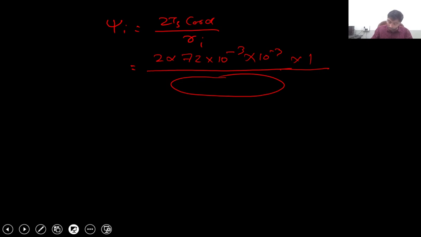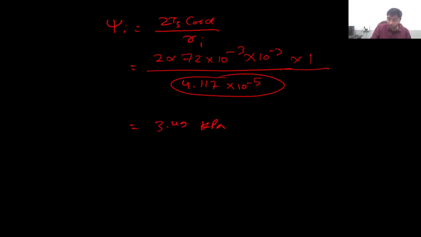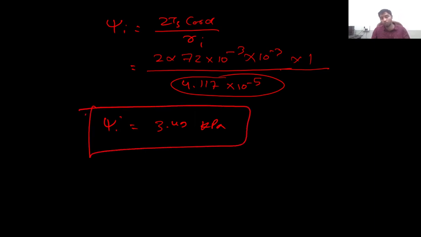I think I lost that value while solving. Oh, I have it here. So that's going to be 4.117 into 10 to the power minus 5. So it will give you a suction value of 2 upon 72 into 10 to the power minus 6, which is 3.49 kPa. So while solving this one, you need to be careful about the unit.